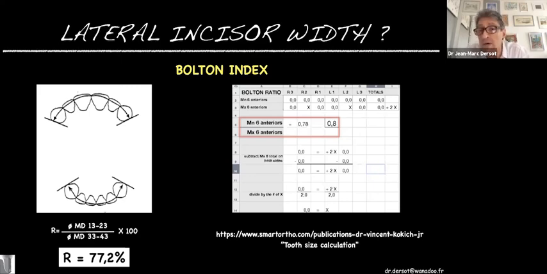When he passed away, his website was closed, but his son was very smart. He opened another website. You have the address on the slide. Go directly to smartortho.com, and you will find first all the PDFs of Vince Kokich. He wrote a lot of papers, of course, concerning the world of orthodontics, but also relationships with prosthodontics, with AAPD. He wrote a lot of papers also concerning maxillary lateral incisor agenesis. So you can access directly his page and the tooth size calculation.